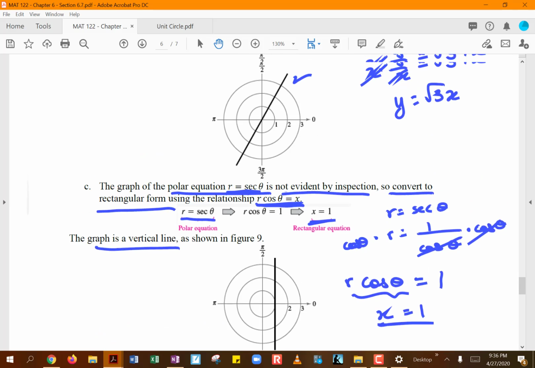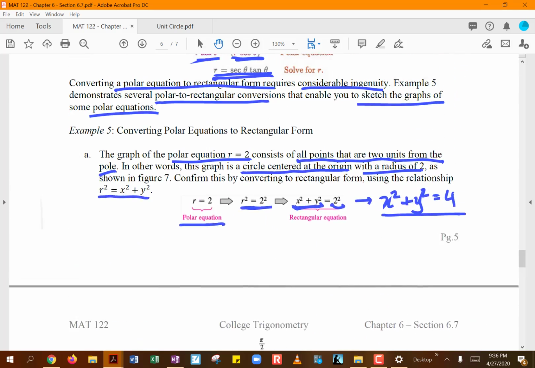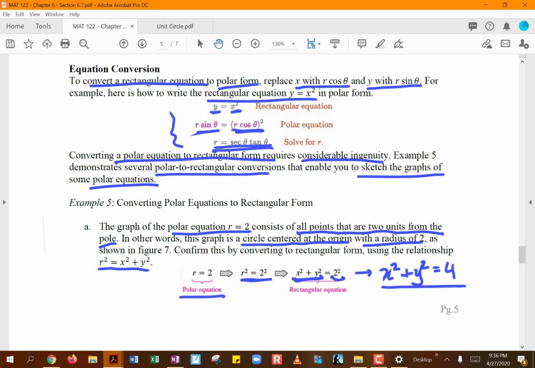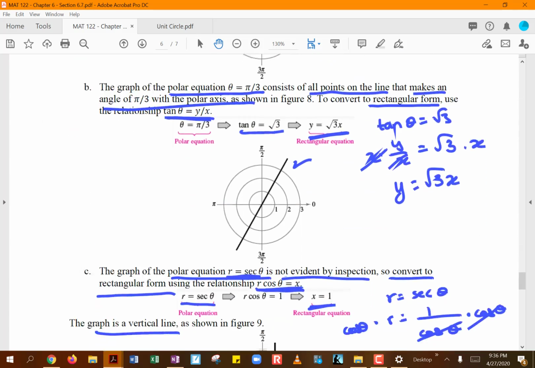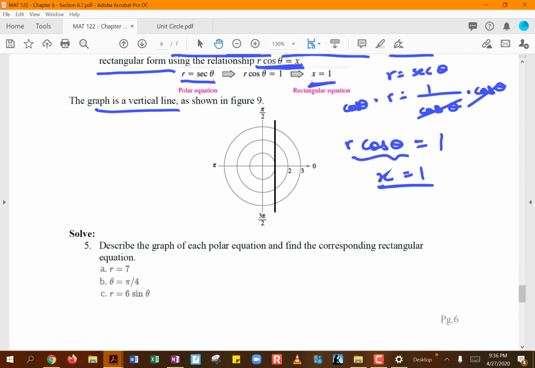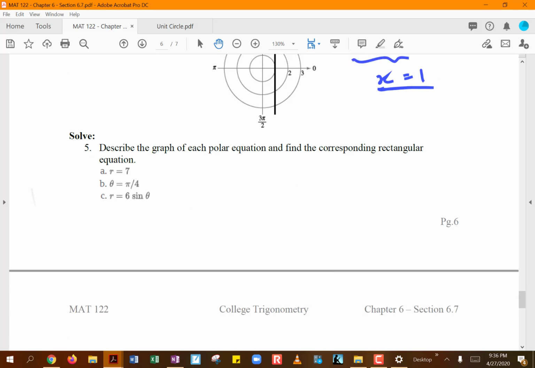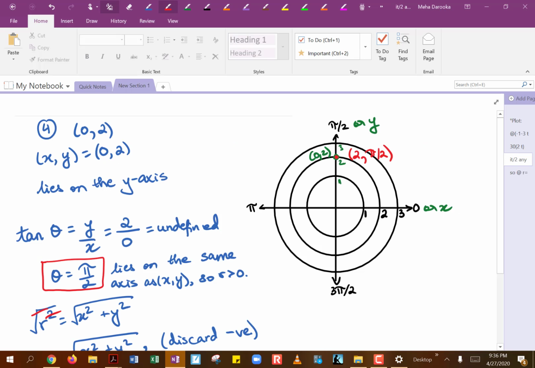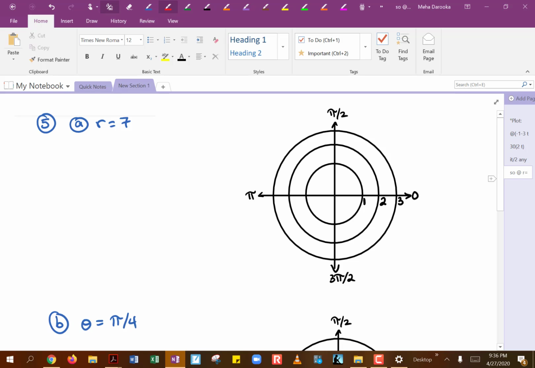Okay, so 3 different examples just to show you how with each example your process is going to be different. Now going from rectangular to polar is not that hard, as you saw in this example right over here. But when you are going from polar to rectangular, you can see in each of these 3 examples we had to use a different approach. So let's go ahead and take a look at our problems over here. So again, they're saying describe each graph for the polar equation and then find the corresponding rectangular equation. So let's start with our first one, r equals 7.